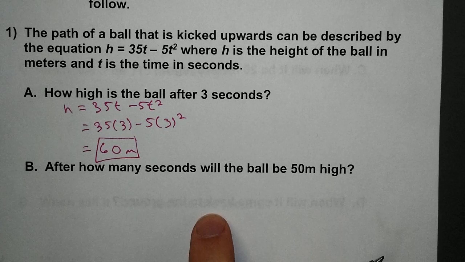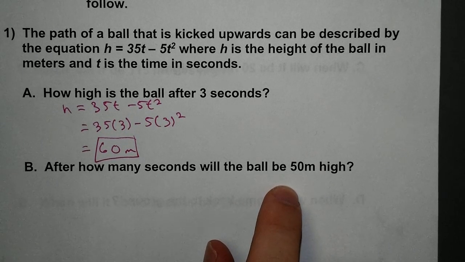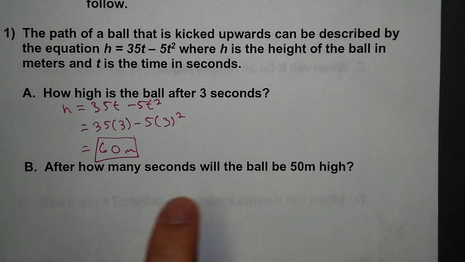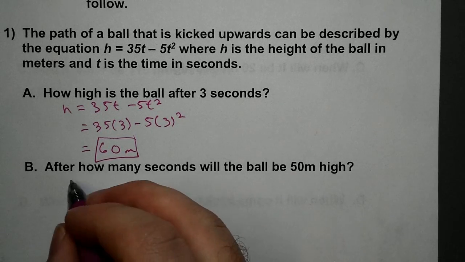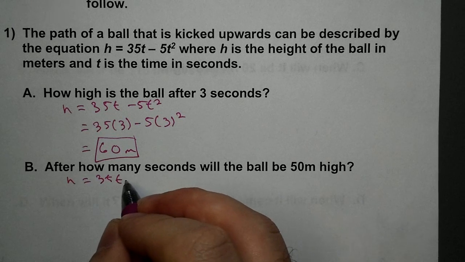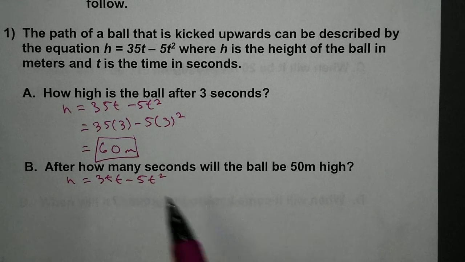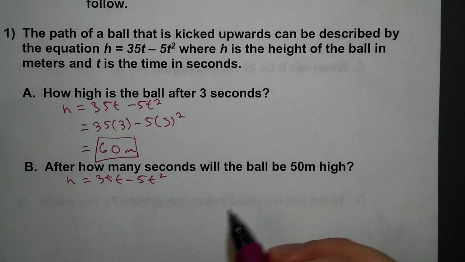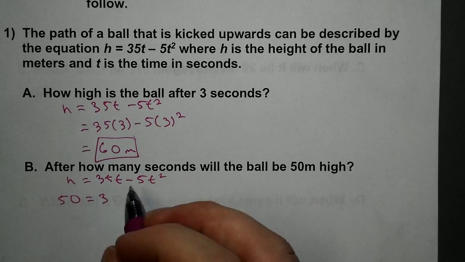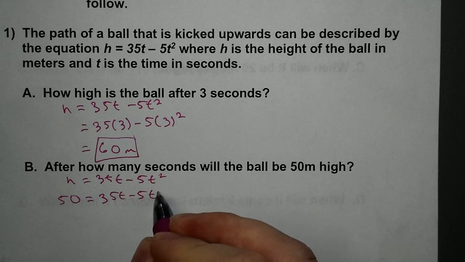Now, question B says, after how many seconds will the ball be 50 meters high? Well, this one, our 50 is the height, right? So it's going to go in for h. So if we had this, h is equal to 35t minus 5t squared, we can't plug in for t. We're trying to find t. We need to plug in for h, which would be 50.